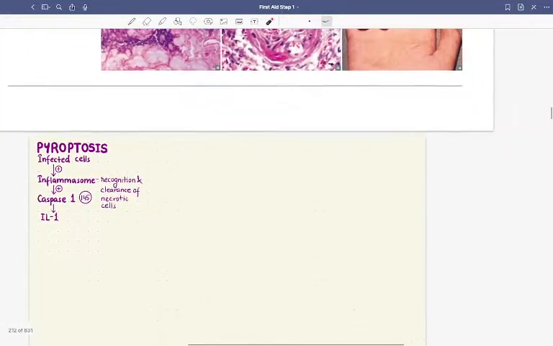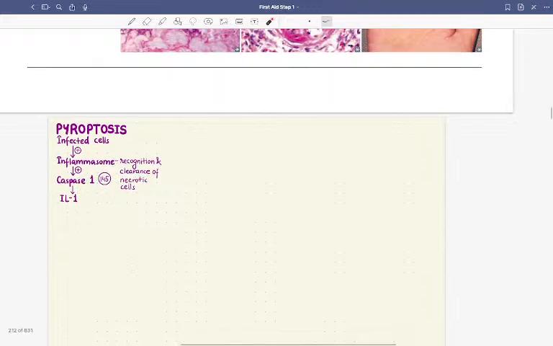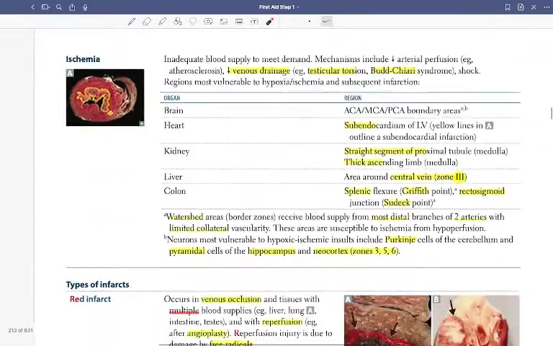Pyroptosis is infected cells, stimulates inflammasome, which in turn stimulates caspase 1 and interleukin 1. And acidosis is Rick. Ischemia.